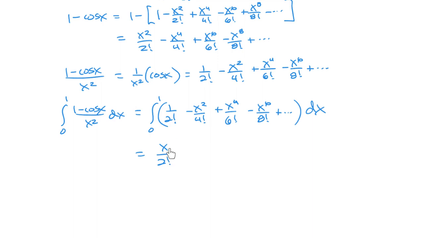So keep the factorial just to be consistent with the rest of them. But this is just going to be, when I integrate this, I get this times x, which I could write this way. And then we get minus x cubed over 3 times 4 factorial plus x to the 5th over 5 times 6 factorial minus x to the 7th over 7 times 8 factorial plus dot, dot, dot. We evaluate from 0 to 1.